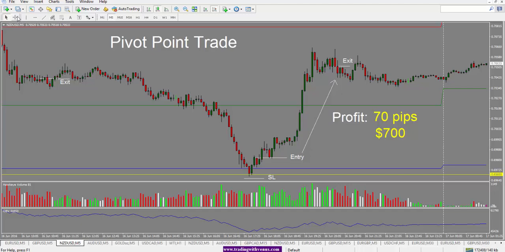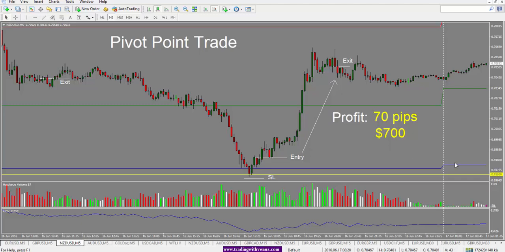So from start to finish here, the price moved up about 97 pips. However, because we were looking for confirmation before we entered our trade, we lose a few pips at the start, and we lose a few pips up top. So our profit in this trade from beginning to end, entry to exit, would be 70 pips, or $700 if you're trading one standard lot.